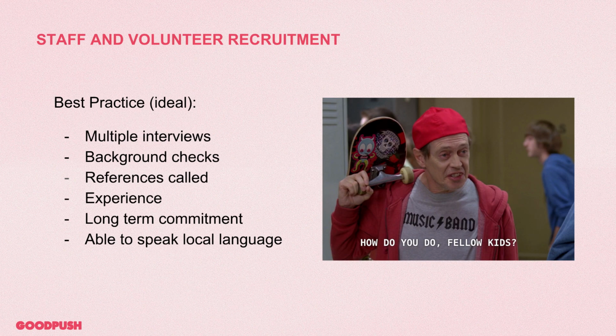So another key area in a child protection policy is staff and volunteer recruitment. These are the people that are going to be working with the kids at your project every day. And you need to make sure that you're being as thorough as you can in selecting these people. The ideal situation for anyone working directly with the kids is that you're doing multiple interviews with them. You're doing background checks.